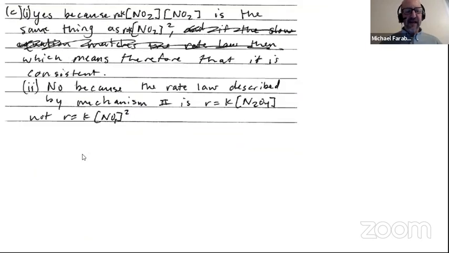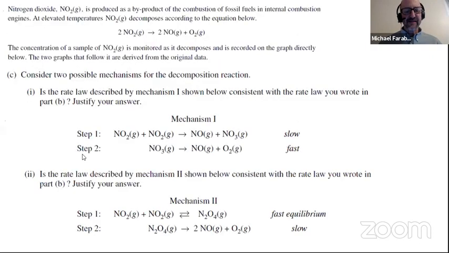All right, they said yes for the first one. Yes, because the rate equals K times NO2 squared, which means that it is consistent. And then they said no, because the rate law described by mechanism 2 is rate equals K times concentration of N2O4, which is not the same. So they said yes for the first one, and they said no for the second one.